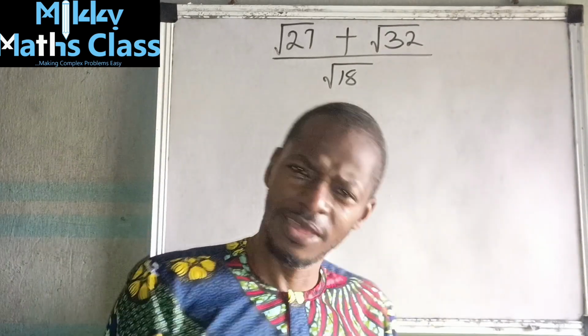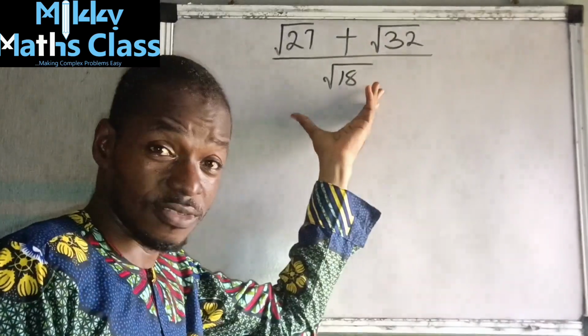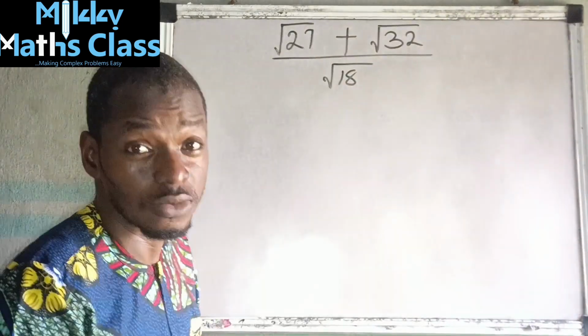Can you solve this question without using a calculator? Root 27 plus root 32 all over root 18. Let me show you how to do that.